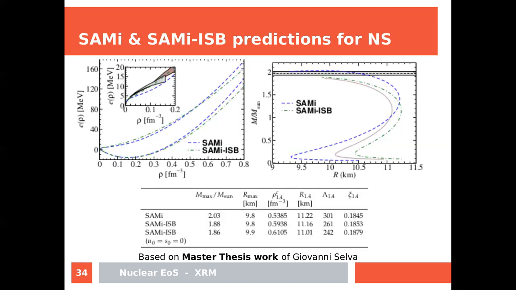And okay, what will happen if I briefly apply these two models to neutron stars, just to connect with what we have said at the very beginning. On the one side, I'm showing you for completeness the equation of state: the symmetric equation of state in the lower part and the neutron matter equation of state in the higher part. In blue, SAMi, and in green, SAMi-ISB. You see that those are similar, but they start to depart at very, very large densities, here at around maybe 3-4 times saturation density.